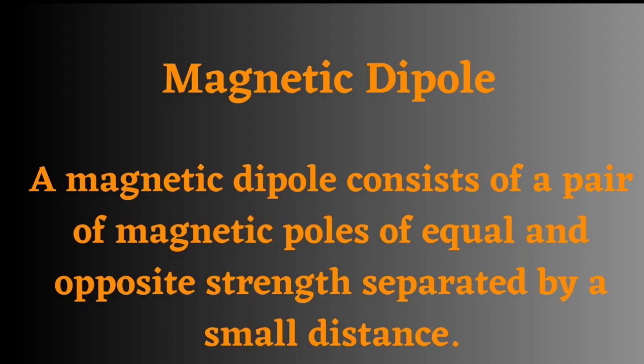Magnetic dipole. It consists of a pair of magnetic poles of equal and opposite strength separated by a small distance. For example, a bar magnet. A bar magnet acts as a magnetic dipole. Another example that comes to mind is a magnetic needle. A current carrying solenoid also behaves as a magnetic dipole.